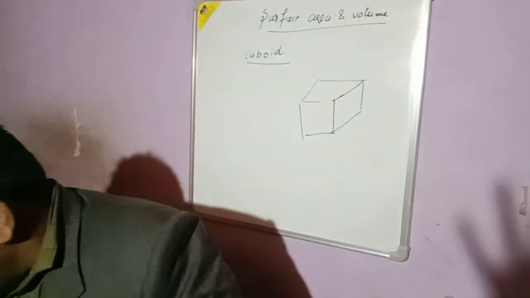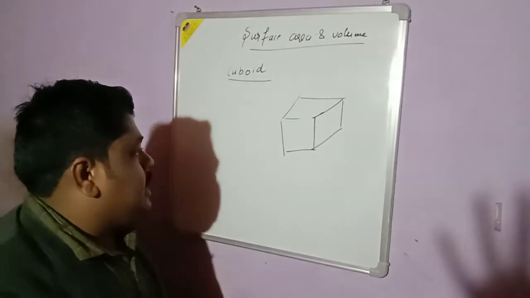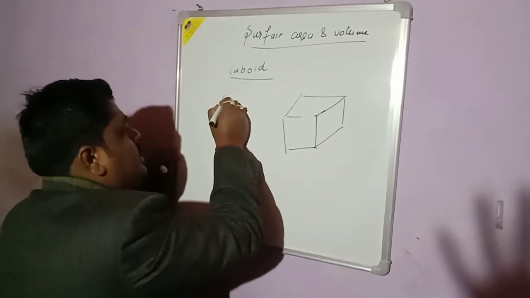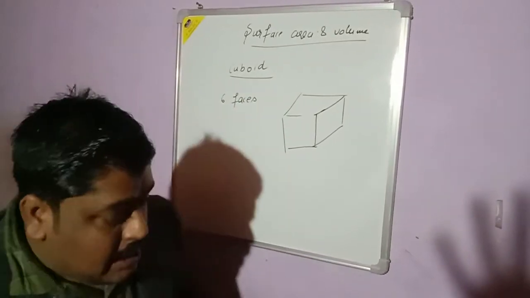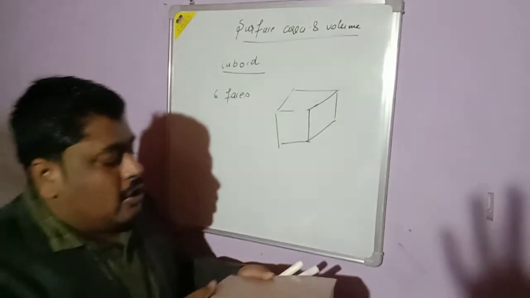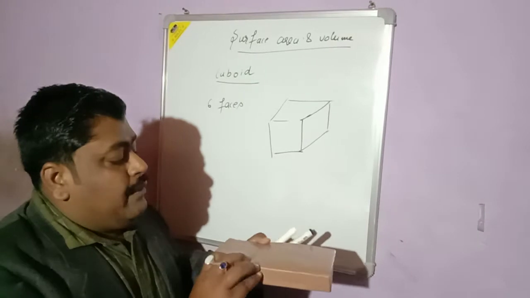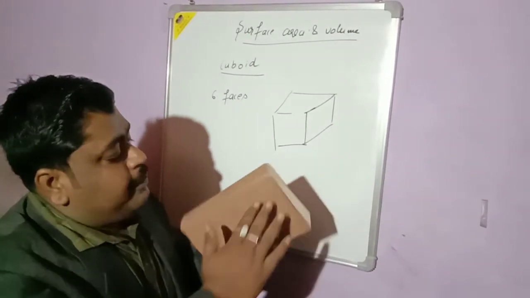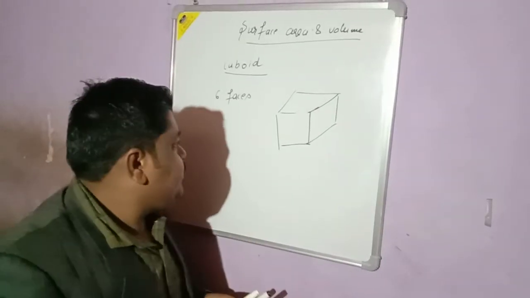Then, what can we get from this? We get that a cuboid has 6 faces. How many faces? 6 faces. How can we calculate it? We can calculate it by using your book. Check your book. We got the first face, second face, third face, fourth face, fifth face, and the last one is the 6th face.